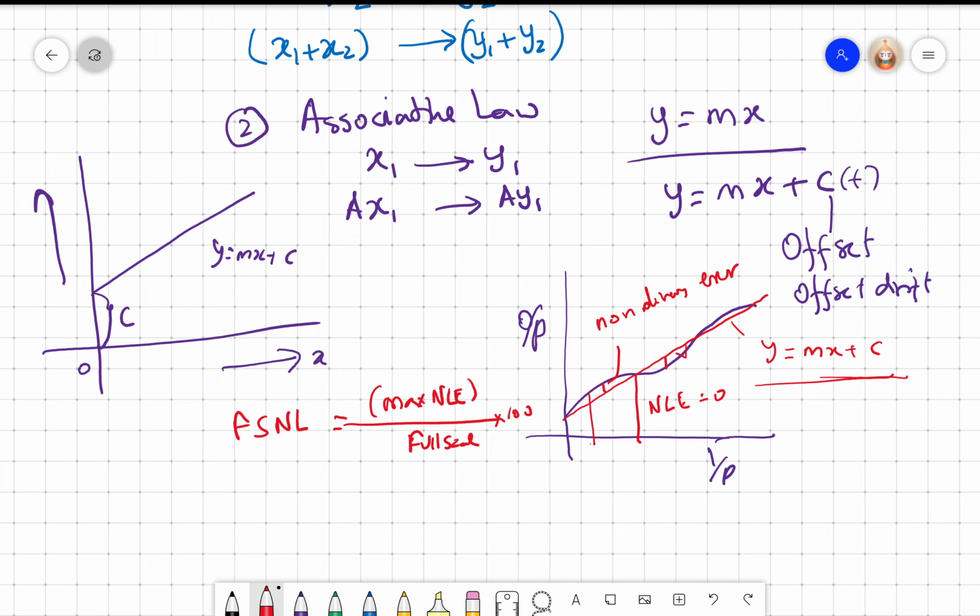If a transducer manufacturer tells you my transducer has a nonlinearity of 1%, it need not be 1% at all points. What he's really trying to say is that the maximum nonlinearity divided by full scale into 100 is 1%. So you will have to be very careful when you use such transducers. Identify where the maximum nonlinearity occurs and try to avoid having your input at that point, or at least you know that nonlinearity exists, right? And as we start learning transducers, we will come across all this, right?